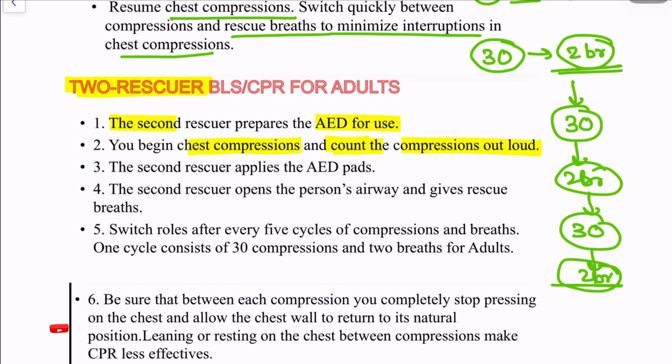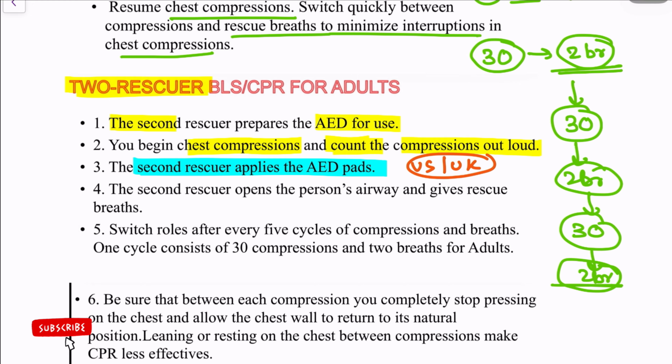The second rescuer applies the AED machine. He will come back with the AED machine. Generally in the US and UK, AED machines are available on the street very easily, but in India they are not. But by calling the ambulance, they will bring the AED machine to you, as well as carry the patient. So the second rescuer applies the AED pads. The second rescuer opens the patient's airway and gives the rescue breaths.